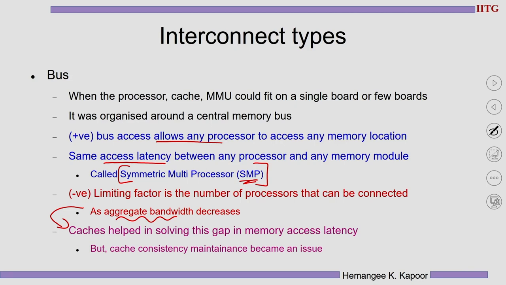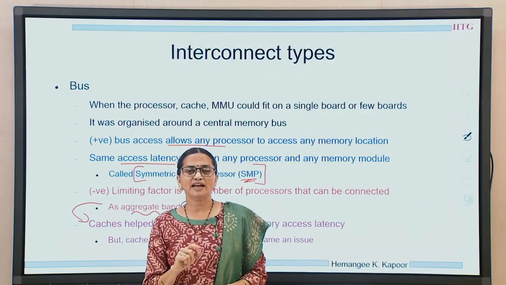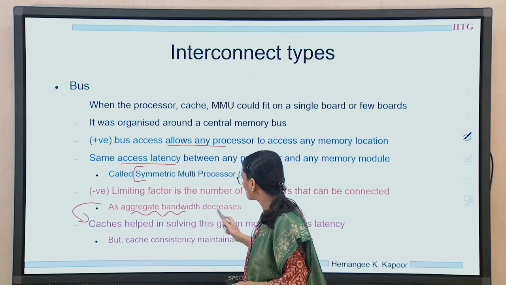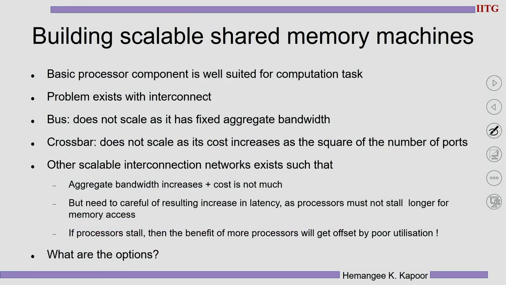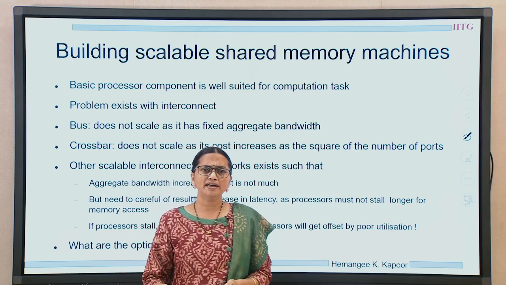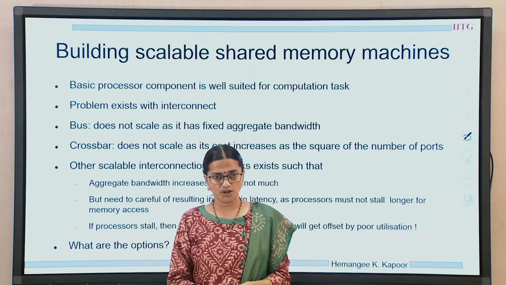The problem with this is that when you bring cached data, you have to manage cache consistency and data coherence. So cache consistency and coherence maintenance becomes a new problem to handle if we try to avoid the aggregate bandwidth issue. Okay, so with this now, let us see how I can build a scalable memory machine.